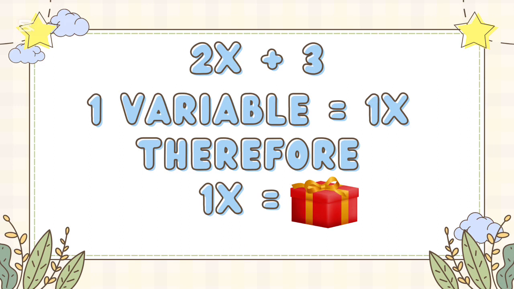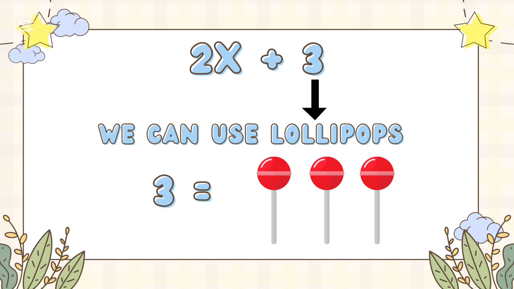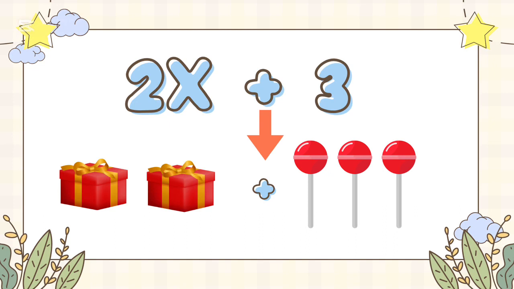So that means 1x equals 1 magic box. And within the expression, we have 2x. Therefore, we are going to have 2 magic boxes. Since 3 is a constant, let's use lollipops to represent this. So, we have 2 magic boxes and 3 lollipops.